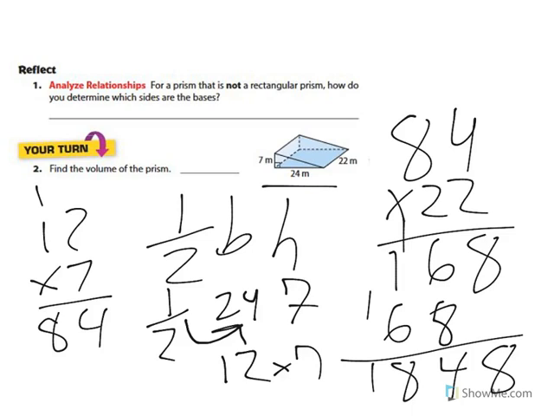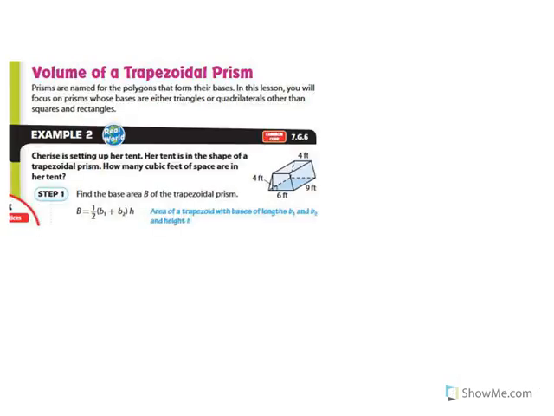1848. And now I need to make sure that my label matches. What do I have? I have cubic meters, and that is how I find the volume of that shape. All right, so this one's a little bit different now.